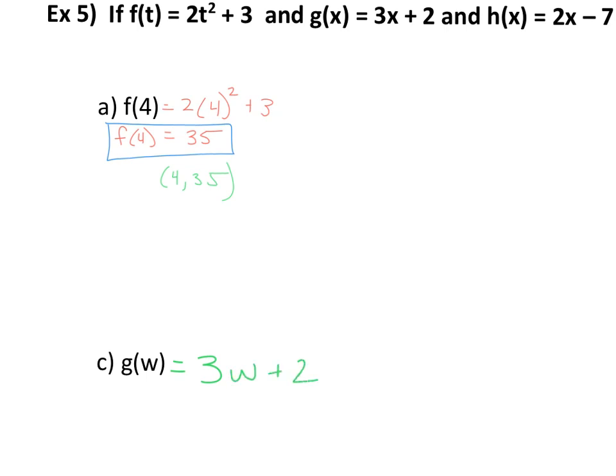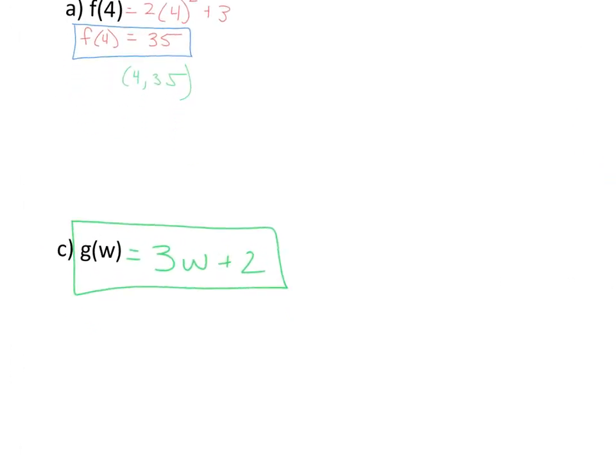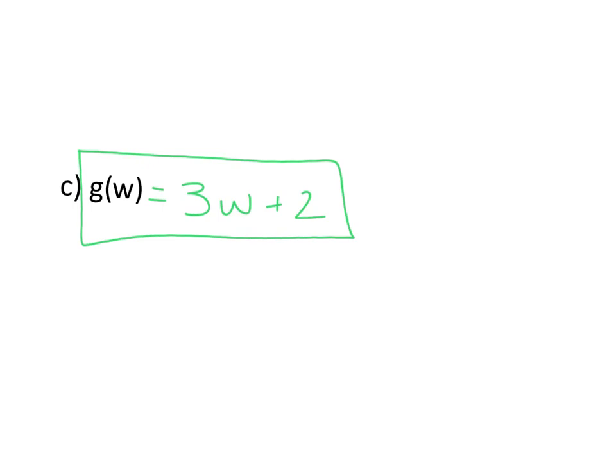Now, in this case, there's nothing I can clean up. There's nothing that I can do to this side over here. So right here is my answer. Okay? Now, I know this would look a little funky, but if I did ask you to write this as a coordinate point, you would write it, I plugged in w, and I got out 3w plus 2. Okay?